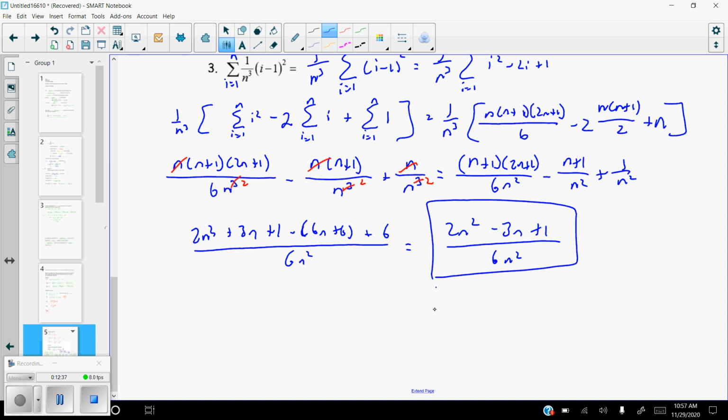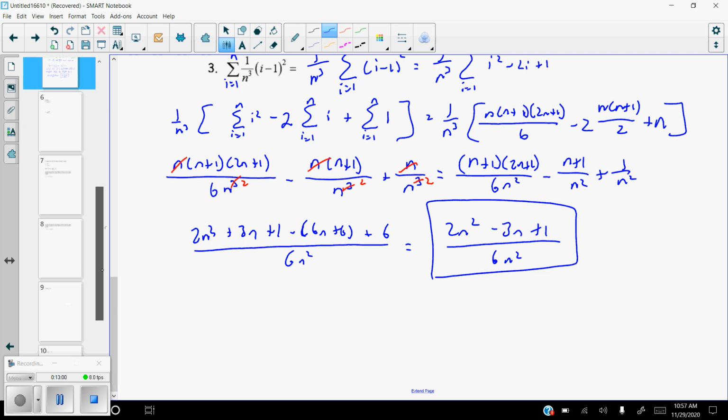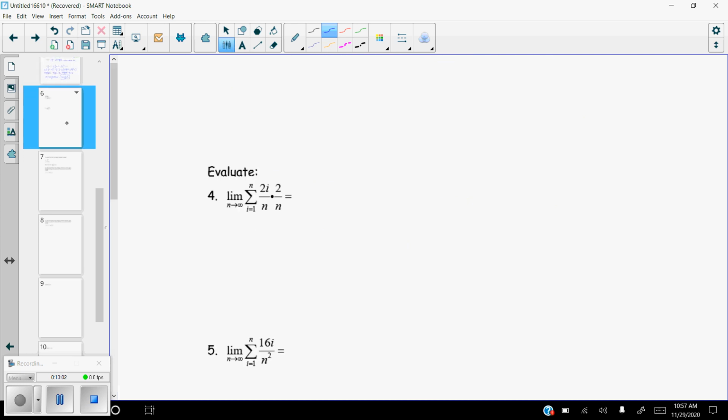So again, that one took a little bit longer because I had more pieces to deal with, and there's a bit of algebra in there as well. But that is the sum from i goes from 1 to n of 1 over n cubed times (i minus 1) squared. All right, so we've got a couple more examples to do for this particular type of stuff.